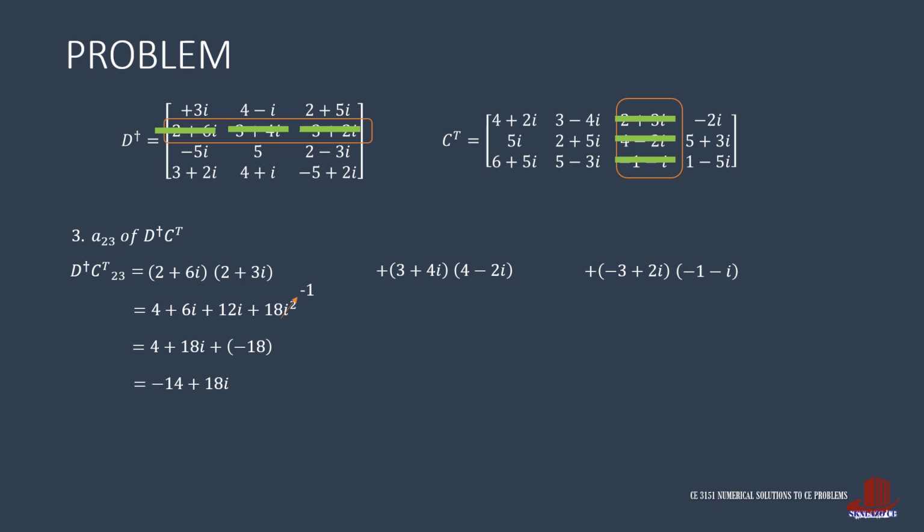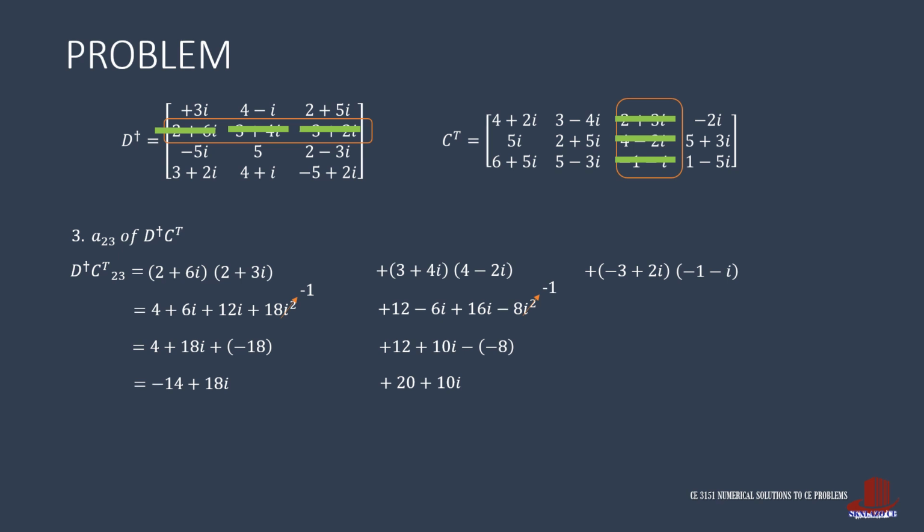The next pair also needs FOIL method. 3 by 4 is 12 plus 3 times negative 2i is negative 6i, 4i times 4 is 16i, and 4i times negative 2i is negative 8i squared, which again contains a converted negative 1. So the pair becomes 12 plus 10i minus negative 8, simplified as 20 plus 10i.